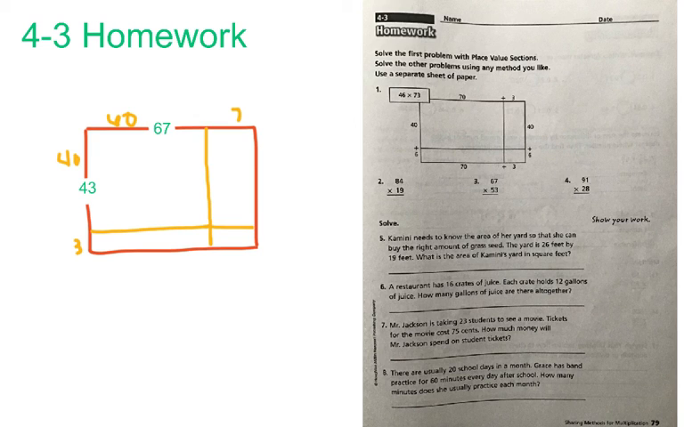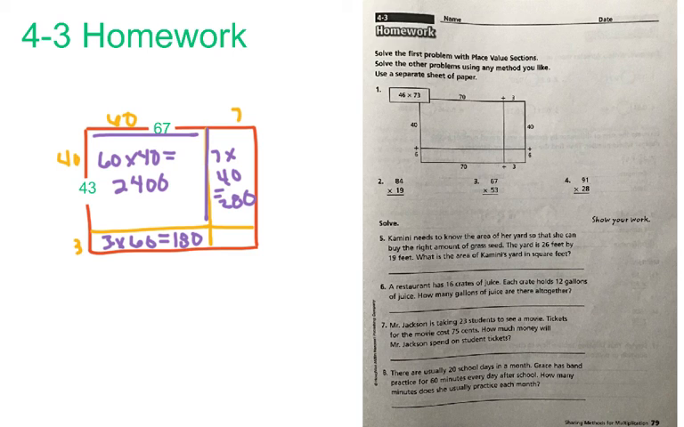So in our first box, we have 60 times 40 equals 2,400. In this box here, we have 3 times 60, because we can see this part from here to here is 60 inches long. 3 times 60, which is 180. And then in this box over here, we have 7 times 40, because we can see from here to here is 40, which is 280. Bottom box, we have 3 times 7, which equals 21.